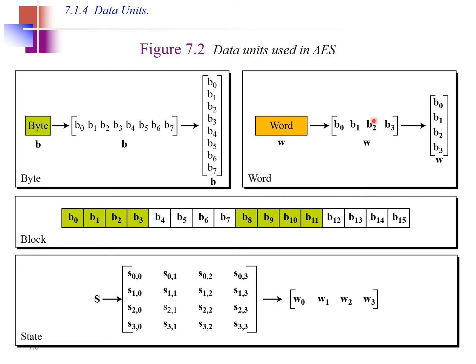Likewise, 4 bytes all together form a word. So 4 bytes means 4 into 8, 32 bits, that will form a word. Normally we represent it as a block like this, that is B0, B1, B2, B3, B4, B5, B6, B7, and another one. So this is my word 1, word 2, word 3, word 4.